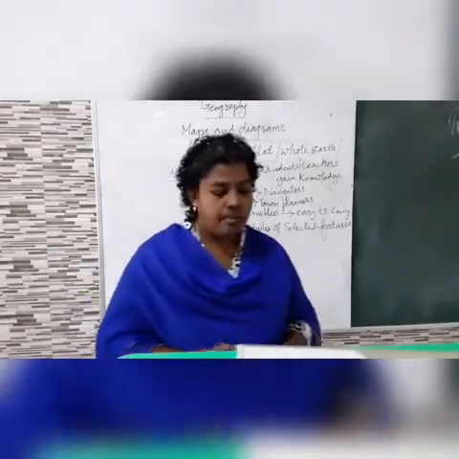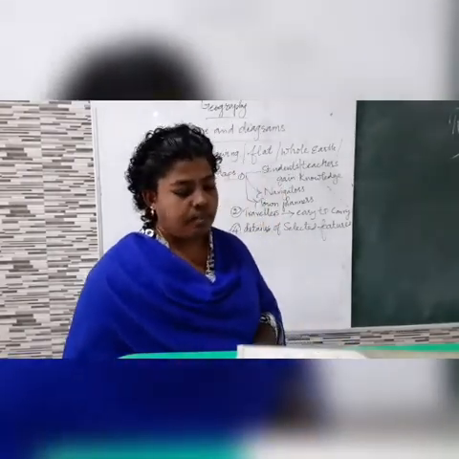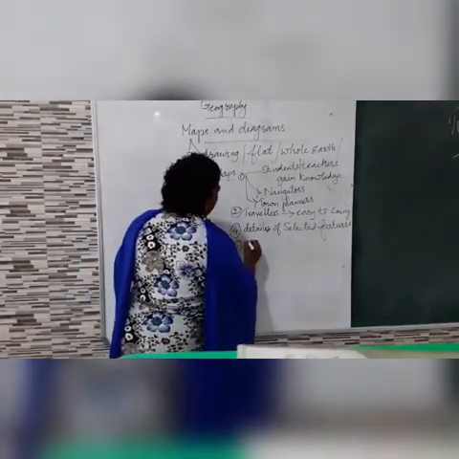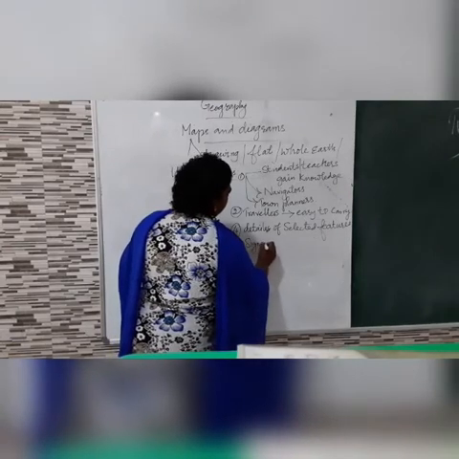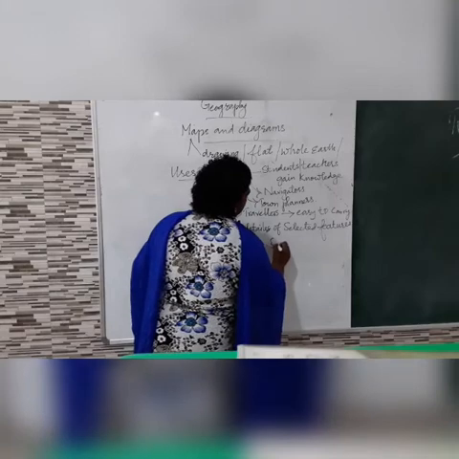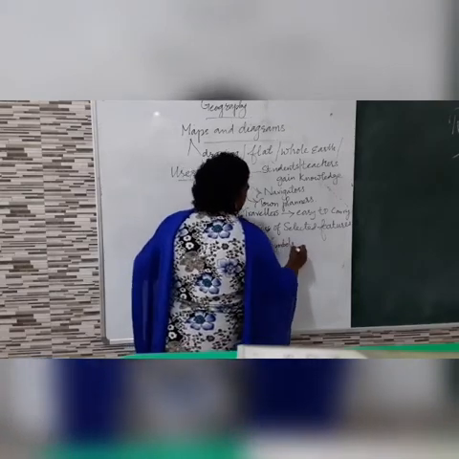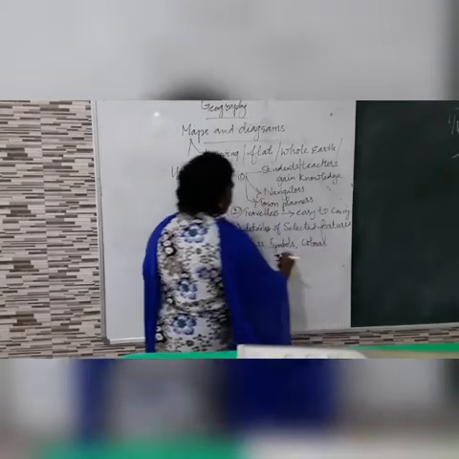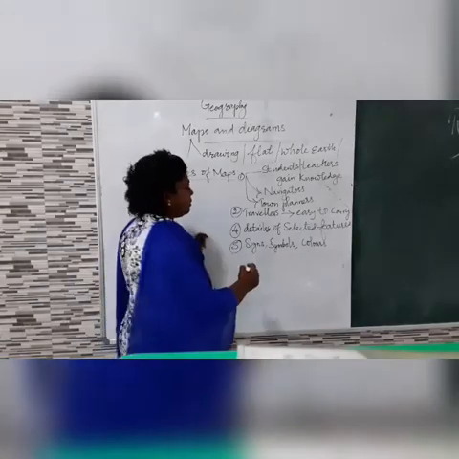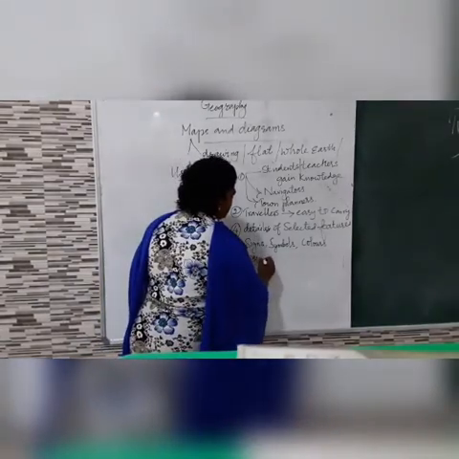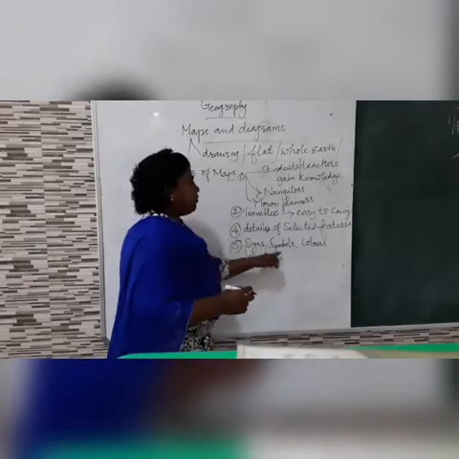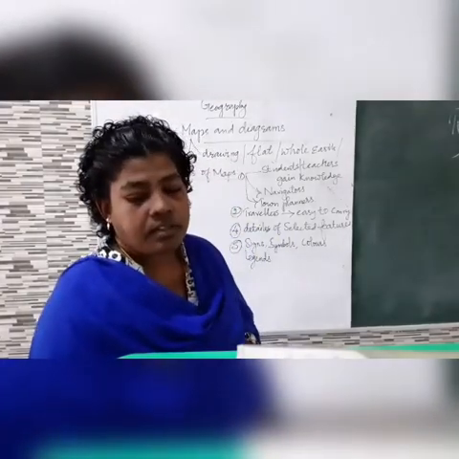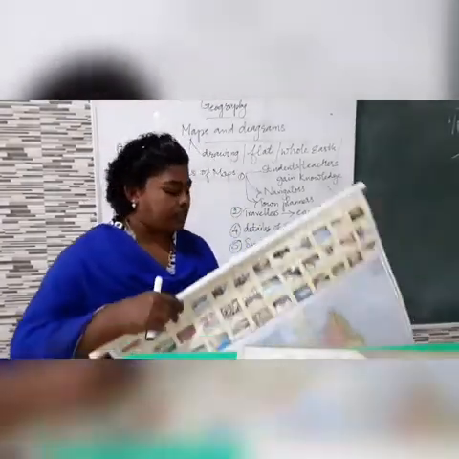And the fourth one is, maps make use of different signs, symbols and colors. Here different signs and symbols are used: signs, symbols and colors. Not only this, legends are also used. Some legends are used. The signs, symbols, colors and legends used in the map help us know what is there in which areas.